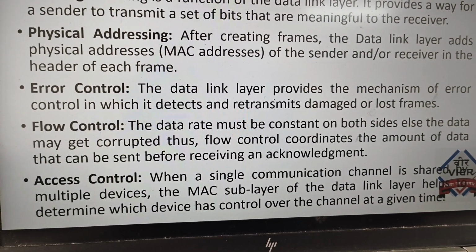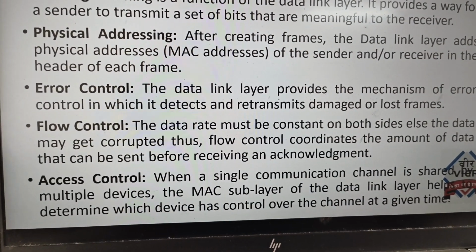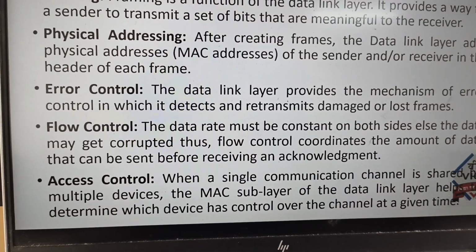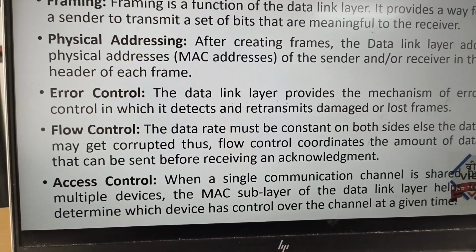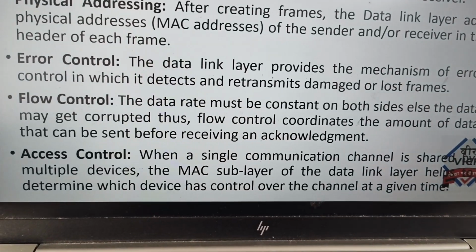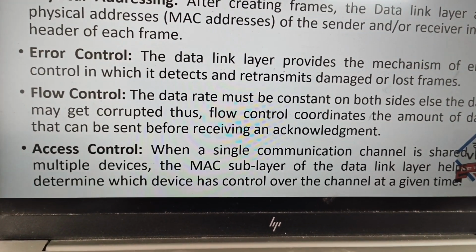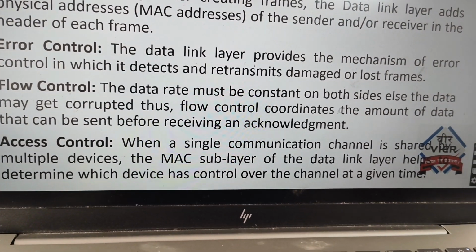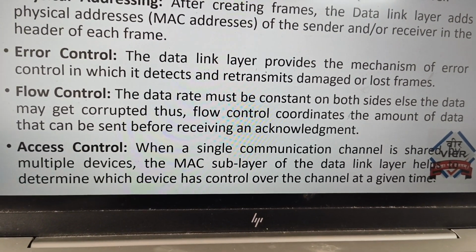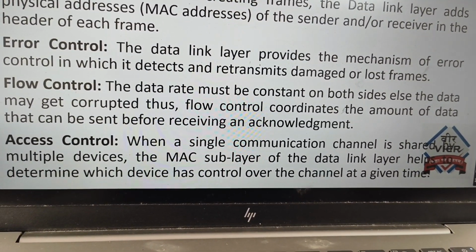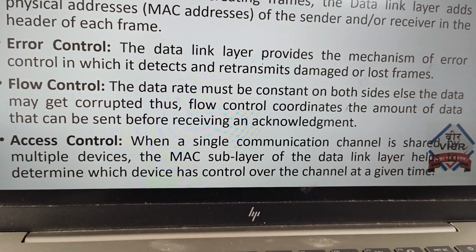The next function of the DLL is error control. The data link layer provides the mechanism of error control in which it detects and retransmits damaged or lost frames. The next function is flow control. The data rate must be constant on both sides, else the data may get corrupted. Thus, flow control coordinates the amount of data that can be sent before receiving an acknowledgement.